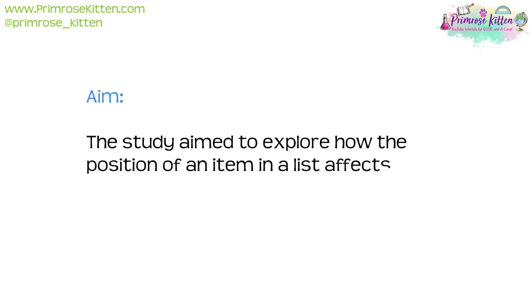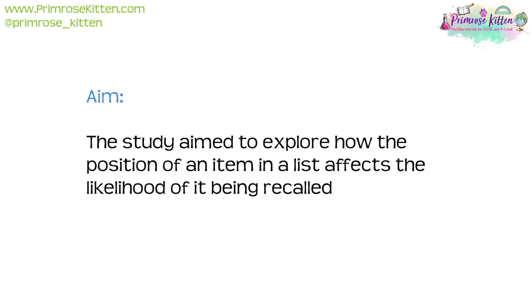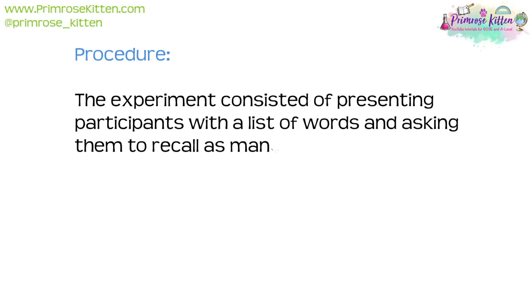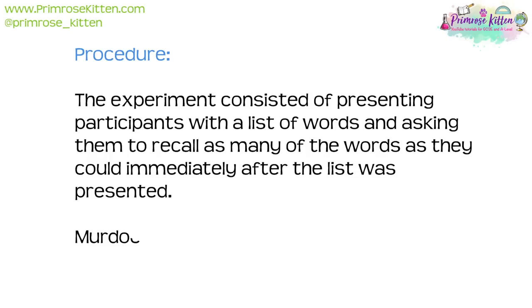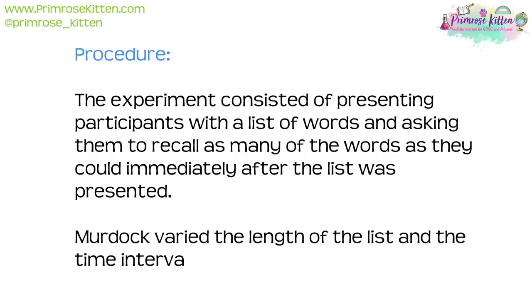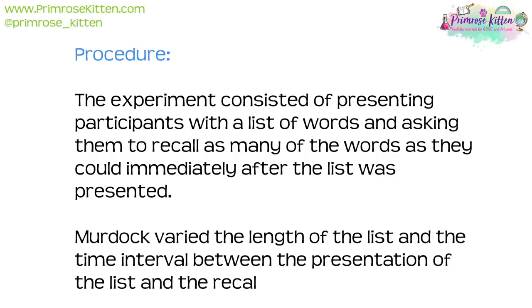Aim. The study aimed to explore how the position of an item in a list affects the likelihood of its being recalled. Procedure. The experiment consisted of presenting participants with a list of words and asking them to recall as many of the words as they could immediately after the list was presented. Murdock varied the length of the list and the time interval between the presentation of the list and the recall test.